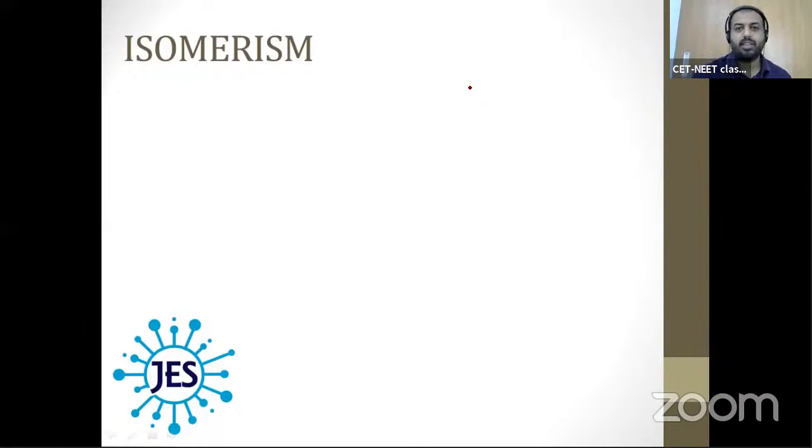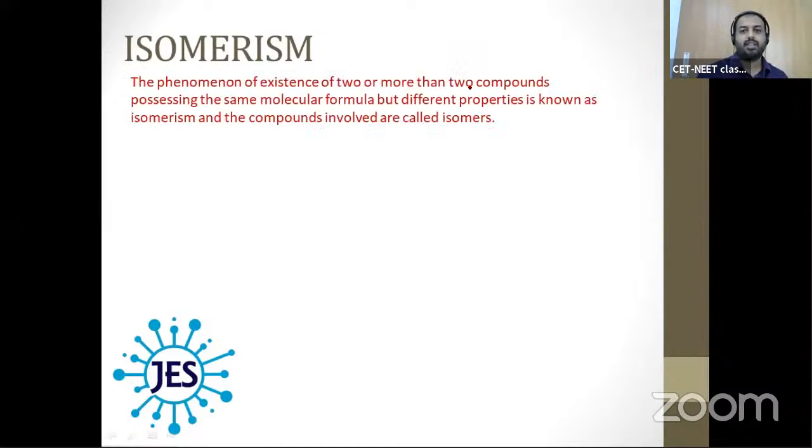Okay. Yes. Next concept is isomerism. See, isomerism is a phenomenon where you have two or more compounds having the same molecular formula, but they differ in their properties, physical or chemical. That's what is called isomerism. Different properties, same molecular formula.